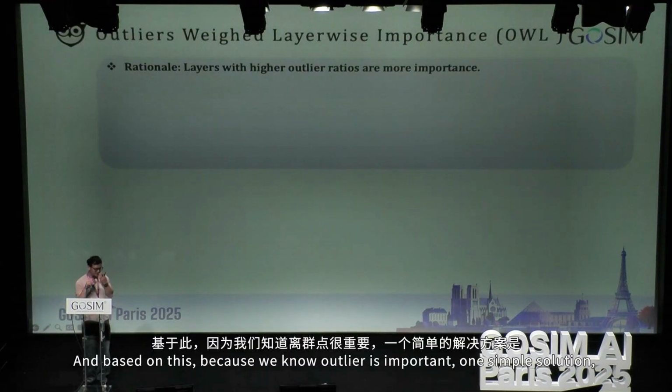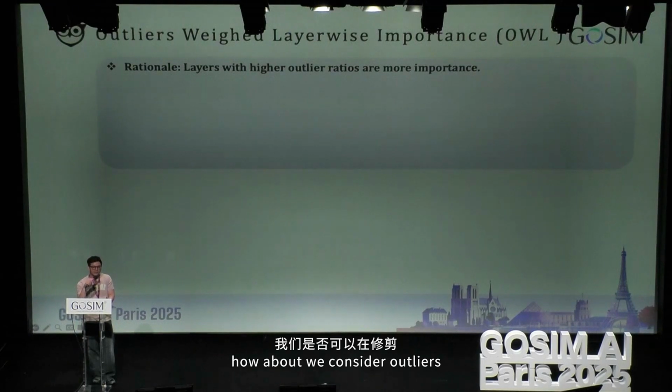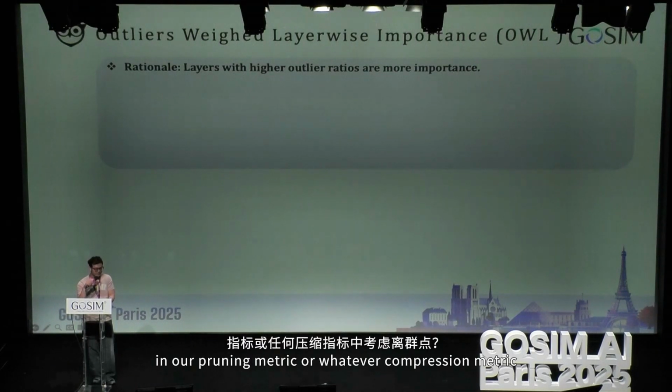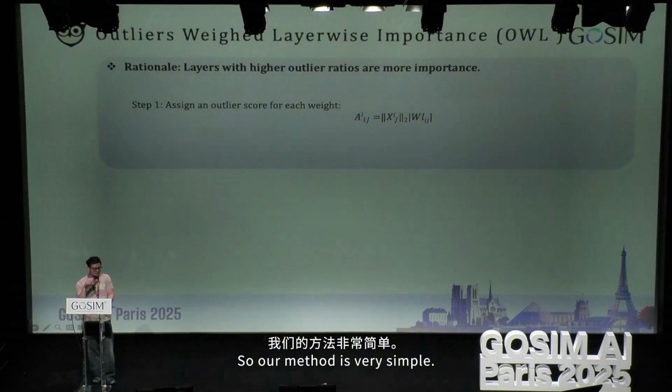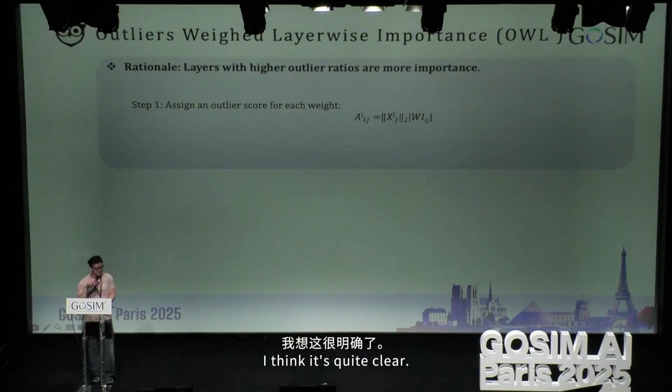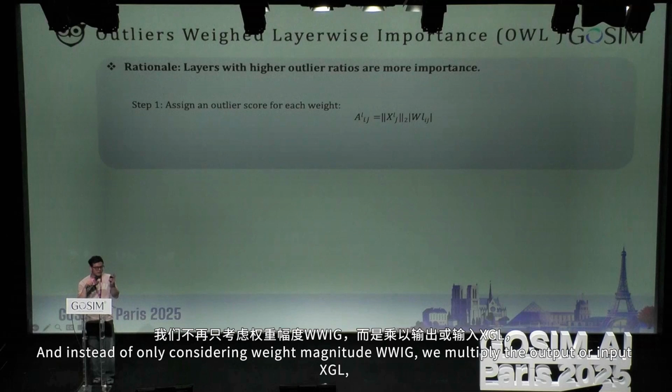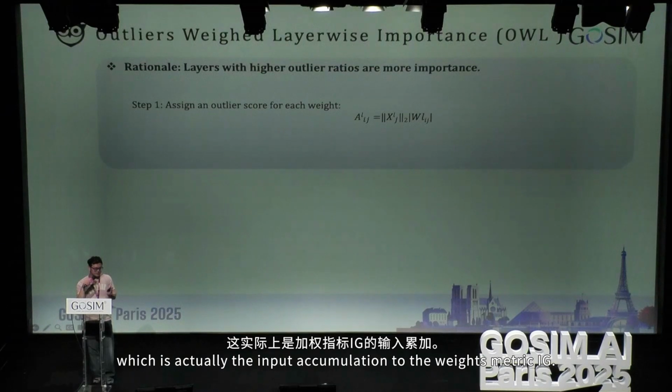And based on this, because we know outliers are important, one simple solution: how about we consider outliers in our pruning metric or whatever compression metric? So our method is very simple. I think it's quite clear. Instead of only considering weight magnitude W_ij, we multiply by the input X_j, which is actually the input accumulation, to the weight metric, W_ij.